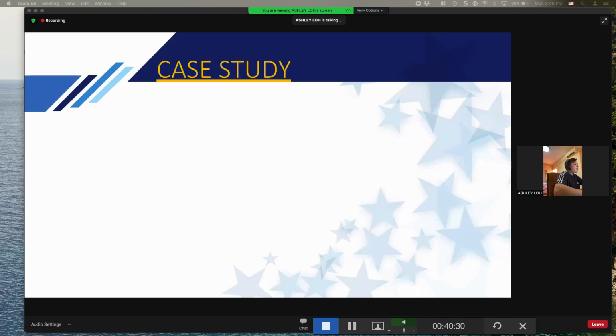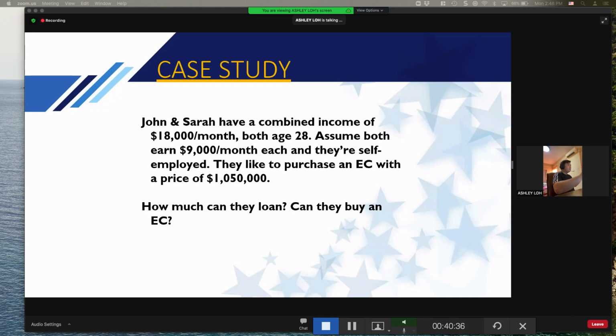But the case study that I always encounter across EC scenarios is that John and Sarah have a combined income of $18,000 a month, both age 28. Assume both are earning $9,000 a month, and they're self-employed. They like to purchase an EC with a price of 1,050,000. How much can they loan? Can they buy an EC? Can all of you work out a very quick one over here, please?